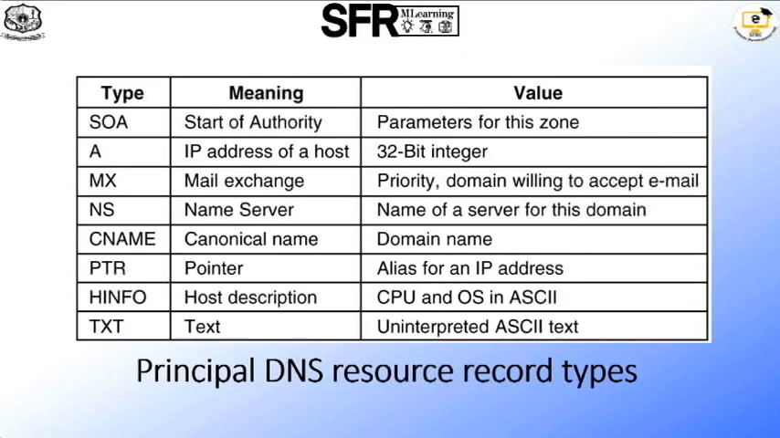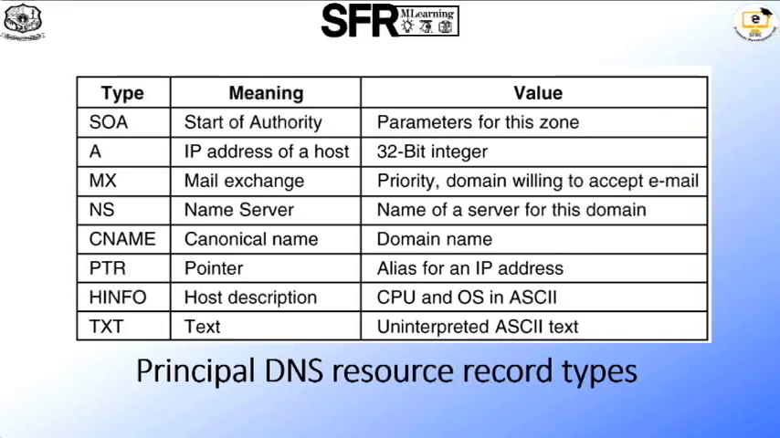Here are the DNS resource record types. We are going to see about the types. First type, SOA, which means start of authority. The value is parameters for the zone. Next type is A, which means IP address of the host. The value is a 32-bit integer. The next type is MX, which means mail exchange. The value is the priority and the domain willing to accept email.